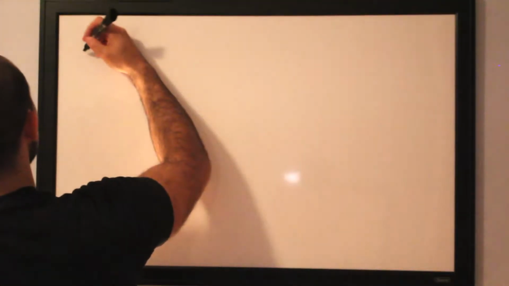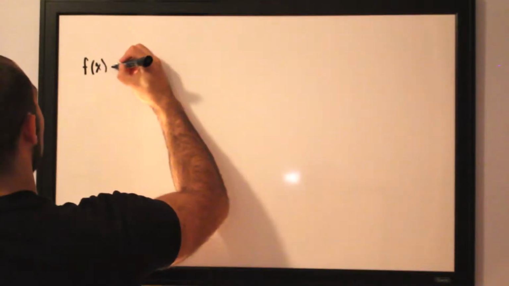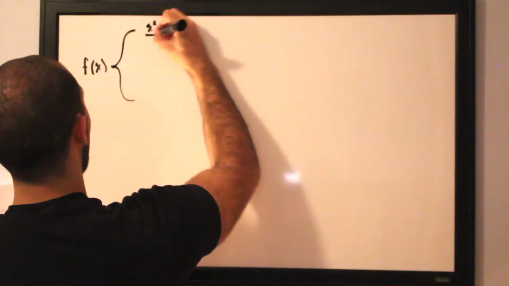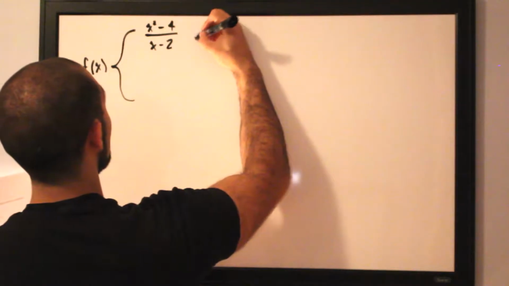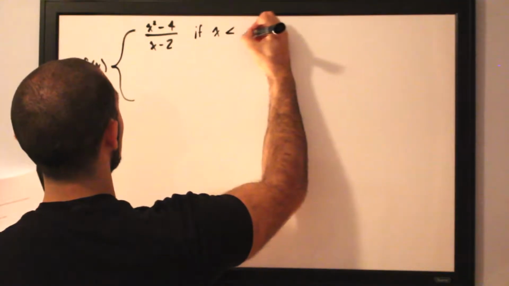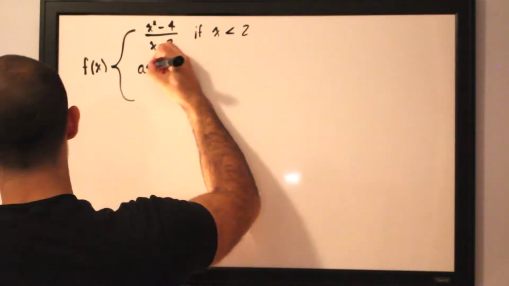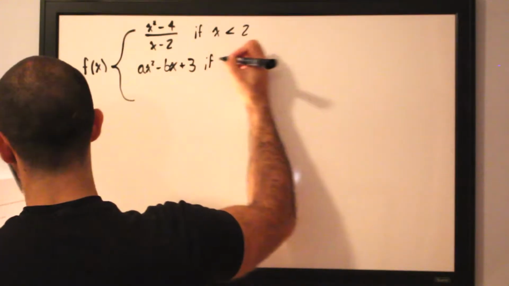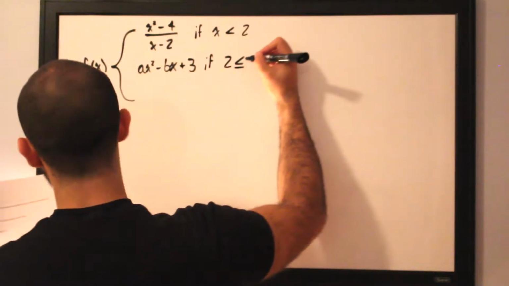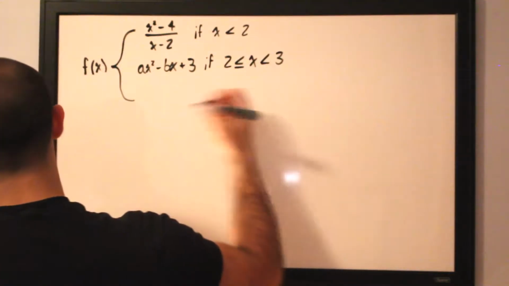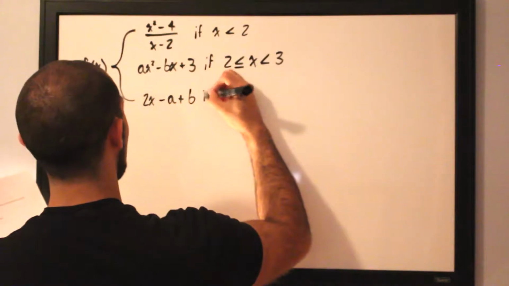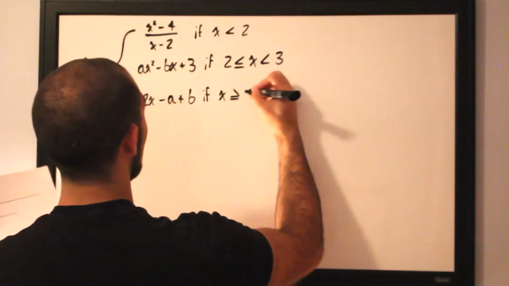So first thing, we are going to determine our f of x, and this one is going to be a little bit trickier because this is going to have 3 functions as opposed to 2. It's going to be x squared minus 4 over x minus 2 if x is less than 2. It's going to be ax squared minus bx plus 3 if 2 is less than or equal to x but less than 3, and 2x minus a plus b if x is greater than or equal to 3.